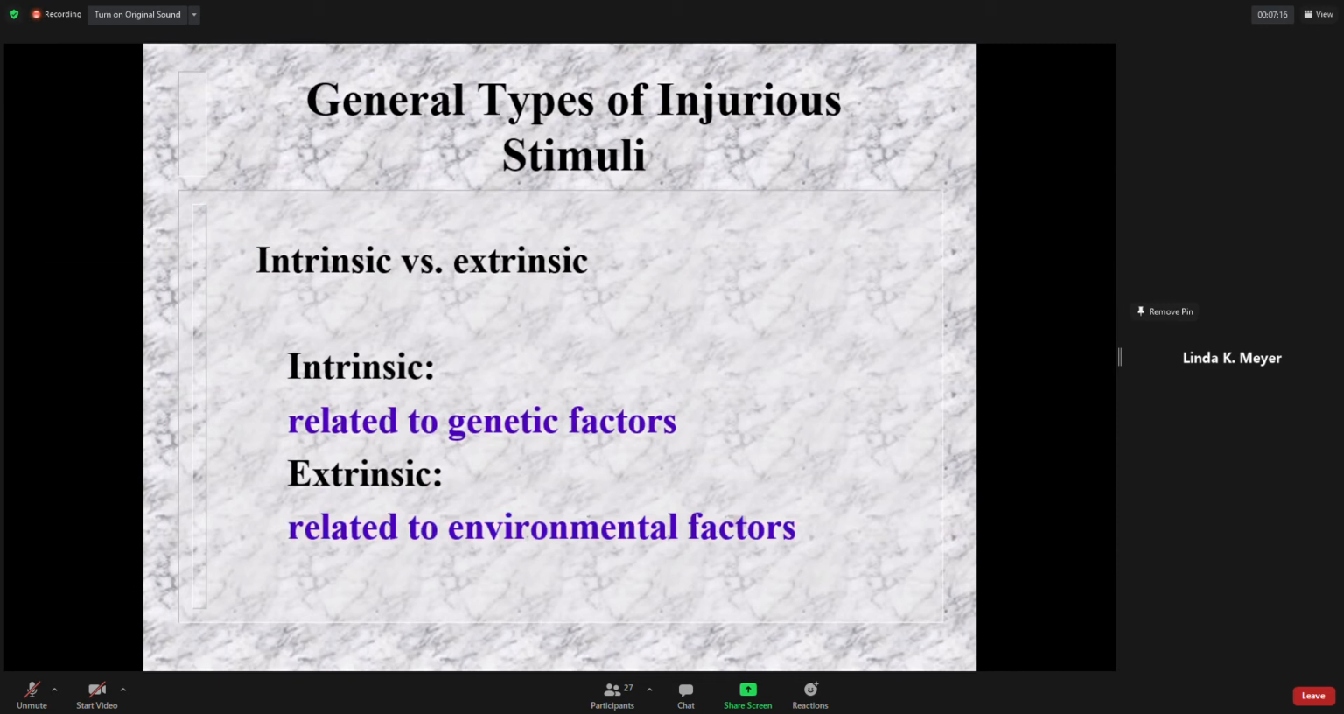Extrinsic originate outside of the body, or they're exogenous, and they're related to things in the environment. Under embryology, we talked about various teratogens that can affect our normal development. Again, we could just say stimuli can be prenatal or postnatal, during development within the womb or after birth.